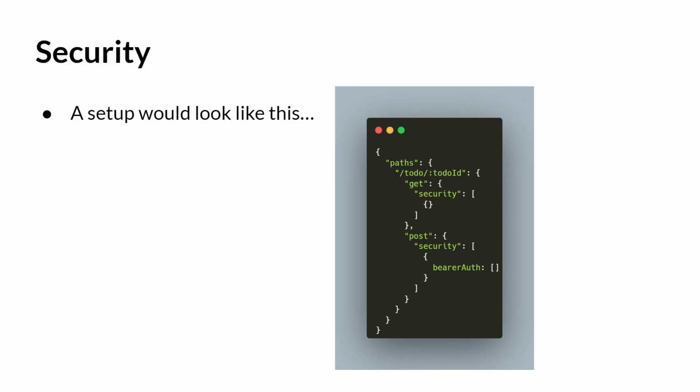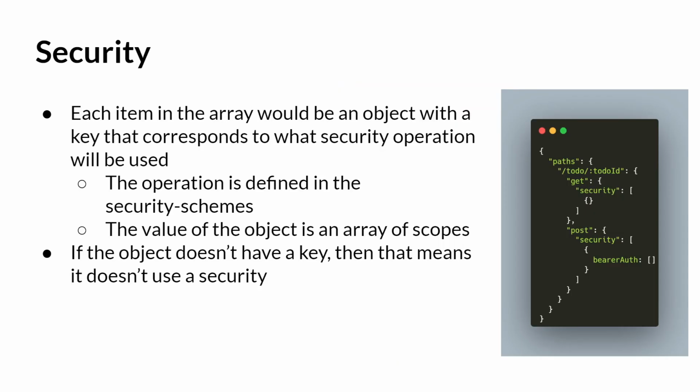And then security would look like this. You'll have an array of objects. So the object would have a key, like for this one, better auth. That means it uses the better auth security function. And if you don't have a key, that means there's no security that is needed for, let's say, the get method of the to do slash to do ID. If there is a string inside the array of the given security, it usually means scope, but we will not cover it. We will not cover scoping of security in this session.